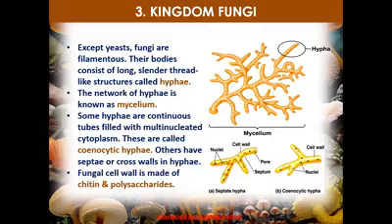In the diagram, you can see the mycelium. This part is called the mycelium, and this part is called the hyphae. The hyphae have the cytoplasm. The fungal cell wall is made up of chitin. The cell wall of the fungi is made up of chitin, a polysaccharide.